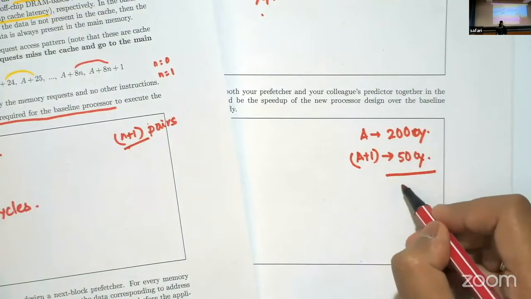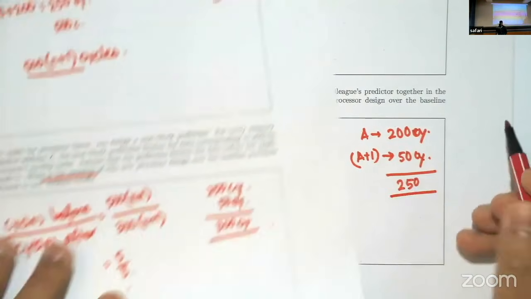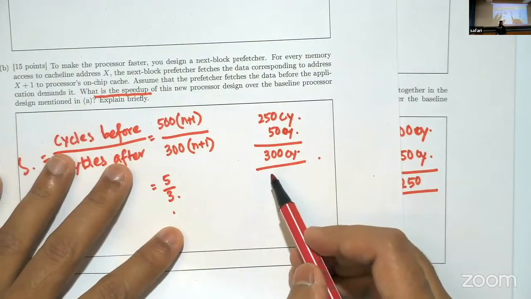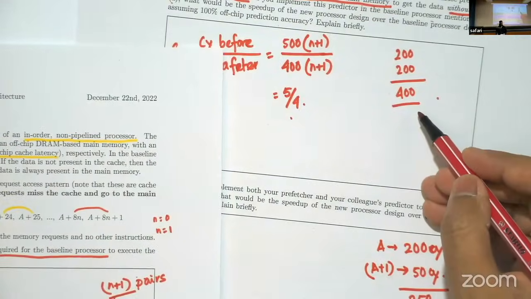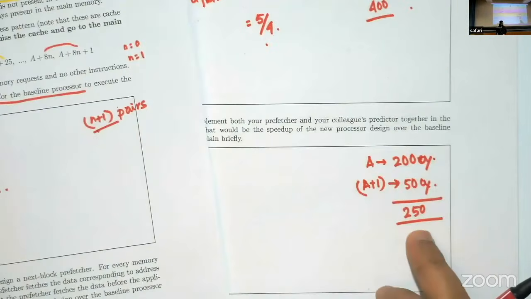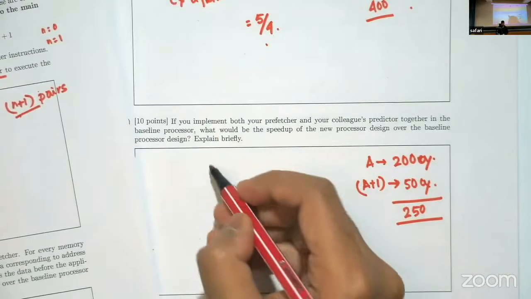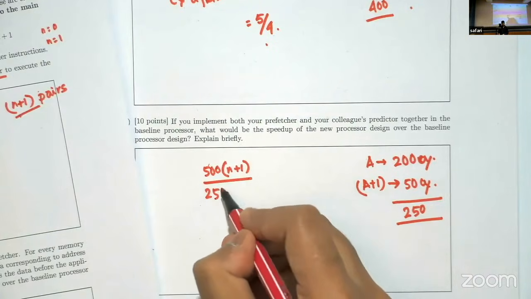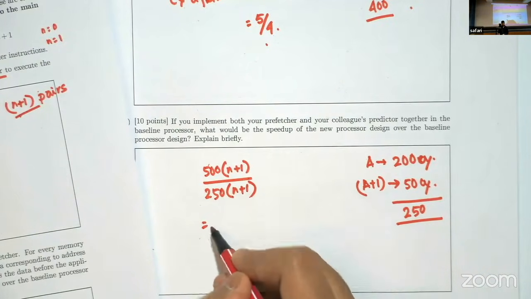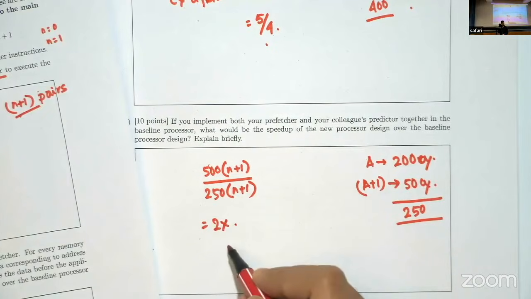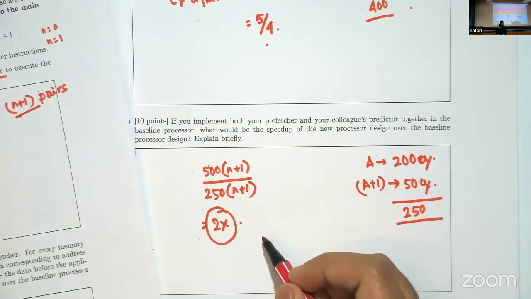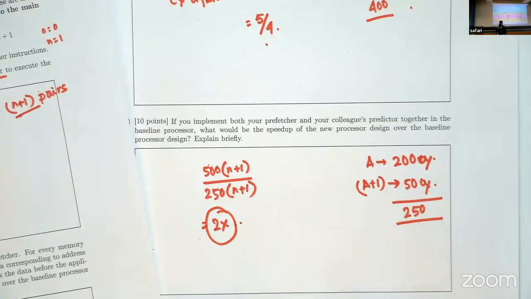So in total, we are going to see 250 cycles. So it used to be 300 if you have only the prefetcher. If you have the off-chip predictor, it used to be 400 cycles. Now, if you have both of them, it becomes 250 cycles. So now your speed up becomes 500 times n plus 1 divided by 250 times n plus 1. So that gives you 2x. So you make the entire program twice as fast as the baseline processor. Does it make sense? Okay.